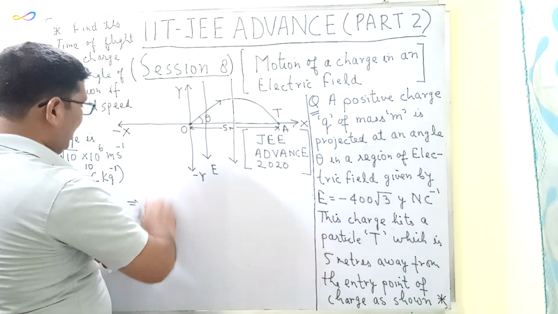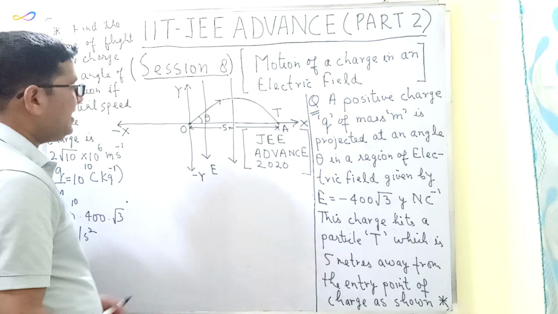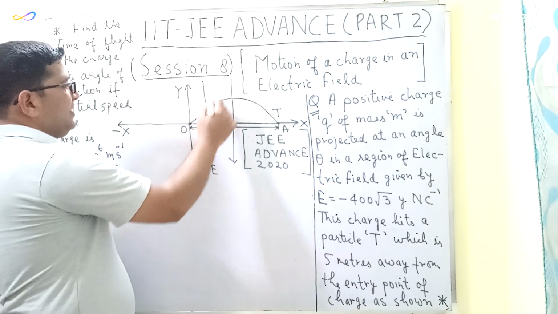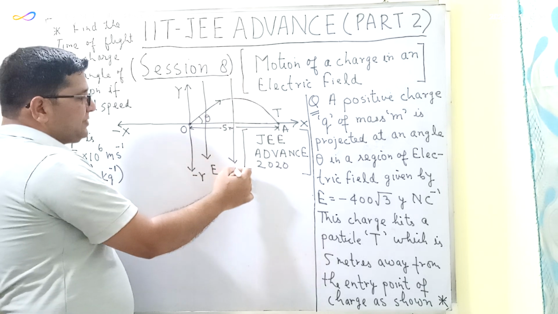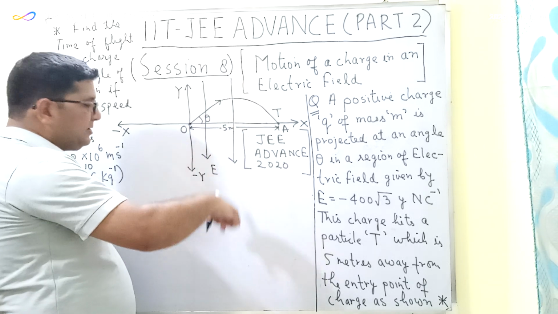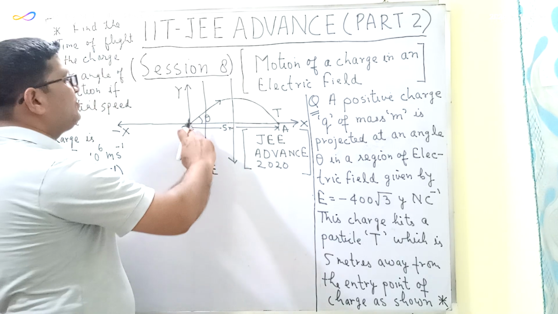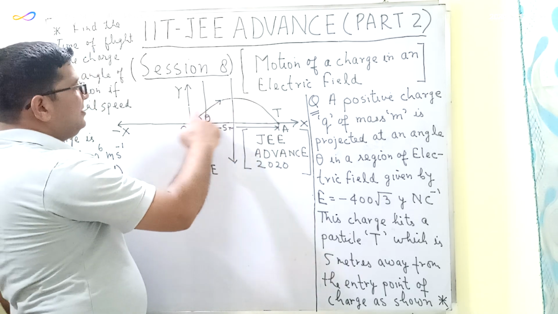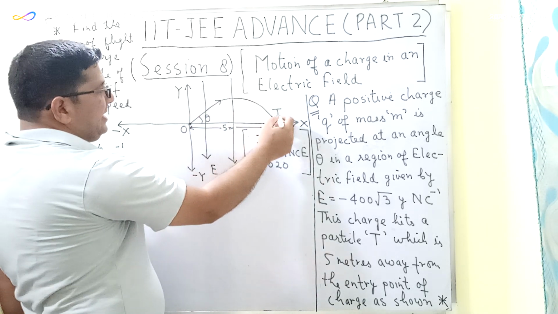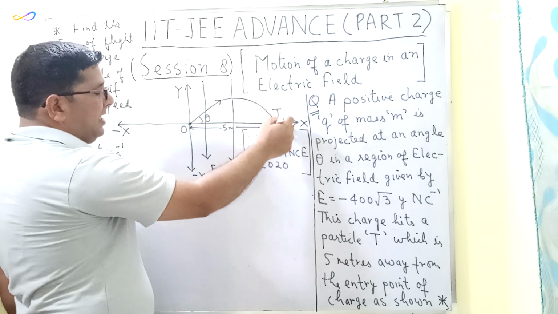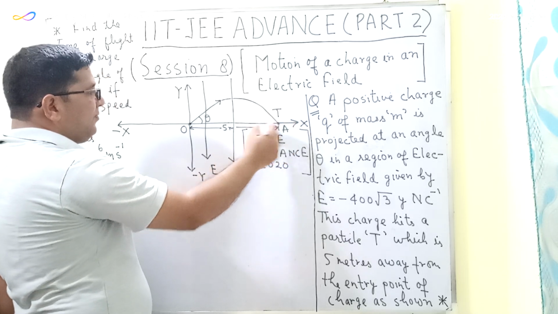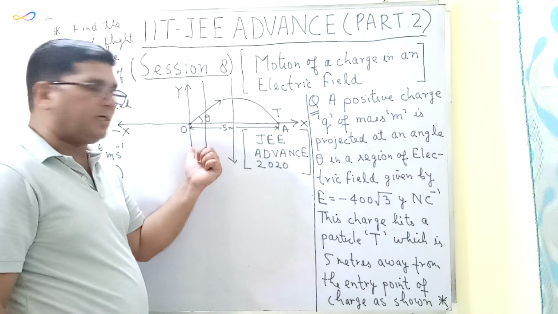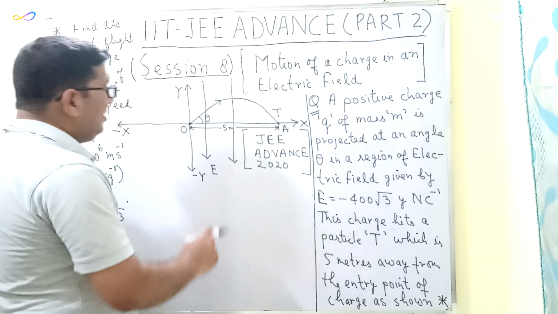Now when this charge enters this electric field region at this point O, it will be experiencing an electrostatic force along this negative y axis, and because of that it will follow a projectile motion as shown in this figure here, and it will hit this particle T at the point A, which is at a distance of 5 meters from the point of entry.